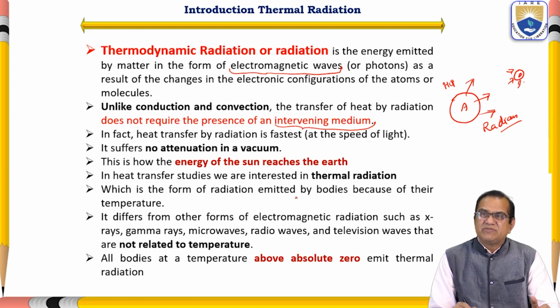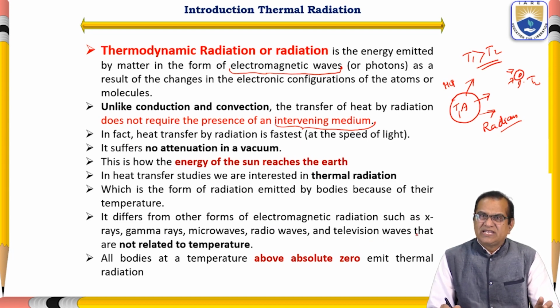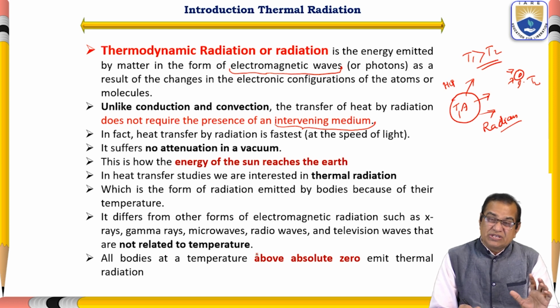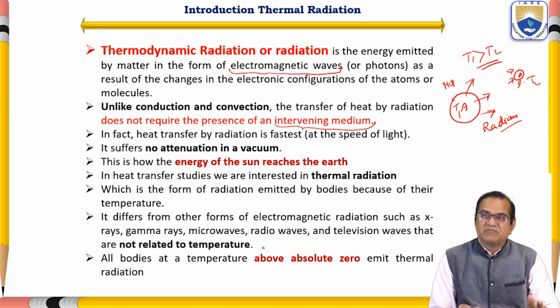Thermal radiation is the form of radiation emitted by bodies because of their temperature. So here this temperature is important. T1 and this is the T2. T1 is greater than T2. It differs from the other forms of electromagnetic radiation such as X-rays, gamma rays, microwaves, radio waves and television waves that are not related to the temperature. So this thermal radiation is very important, that here a hot zone should be there. A high temperature is required to radiate any body and to transfer energy from one source to another. All bodies at a temperature above absolute zero emit thermal radiation.